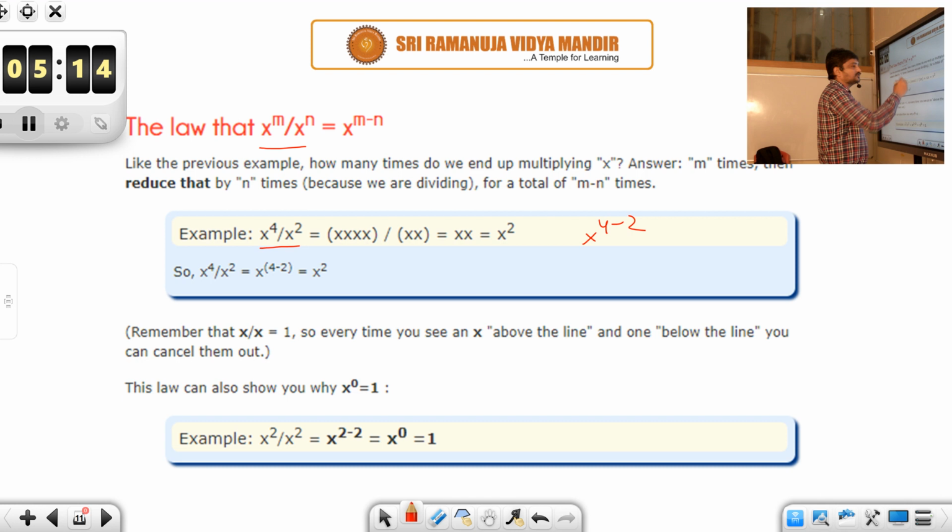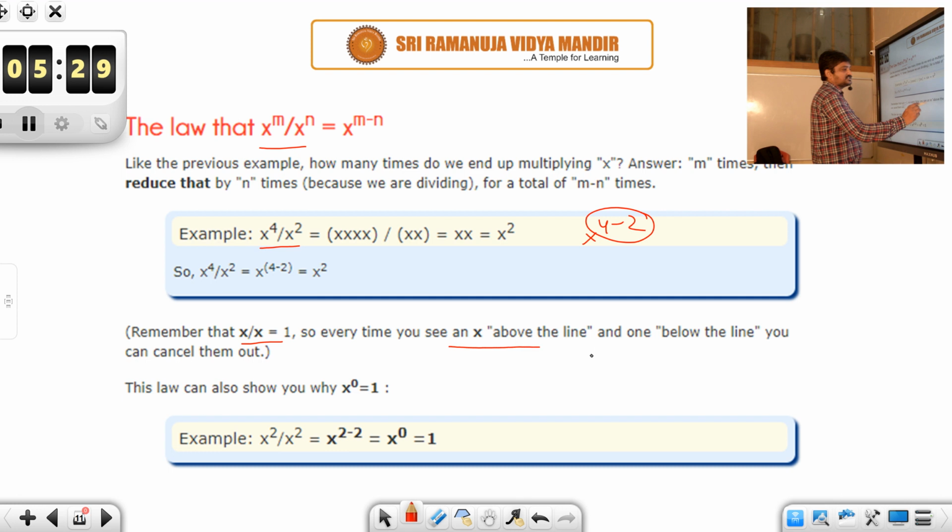In case of multiplication, the exponents get added up. In case of division, you will take the difference of the exponents. So remember that x by x is equal to 1. So every time you see an x above the line and an x below the line, you can cancel them out, okay.